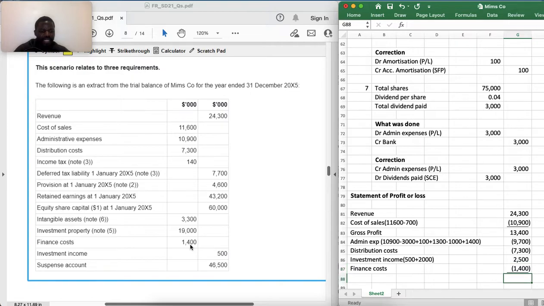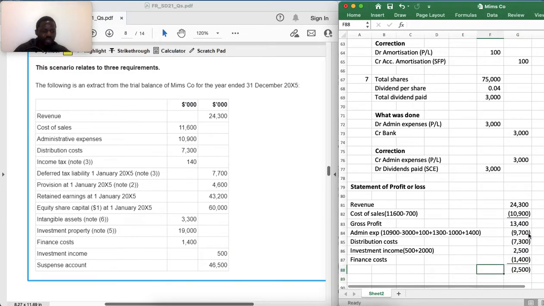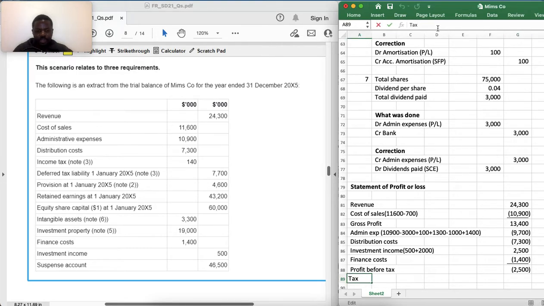Then when we add here, what do we get from gross profit? We add all these figures. We get profit before tax. Then we add tax. The tax now, let's open bracket. We have got the 140 here, that we said it's an under provision from 20x4.